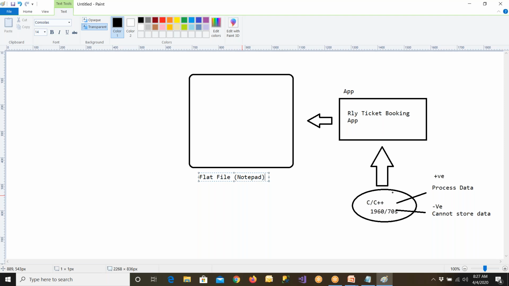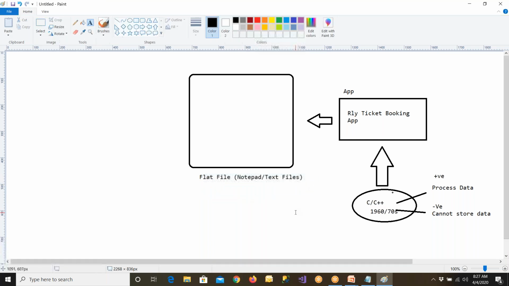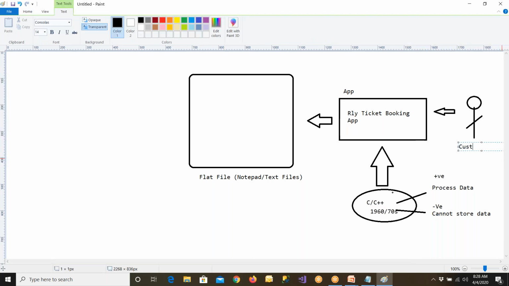So intelligently, people used one more application called a flat file, or a notepad. These are also called text files. All these are synonyms, so people will say flat file or notepad or text files. You have to create this, and anybody can go to a train reservation counter and book a train ticket. A customer can visit any railway reservation counter, and there will be one more person who takes your request and books your train ticket. That was the initial thought.